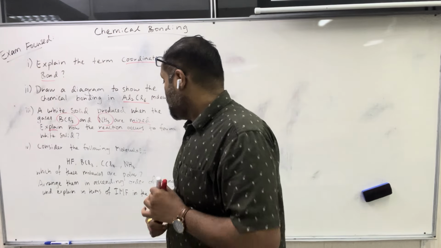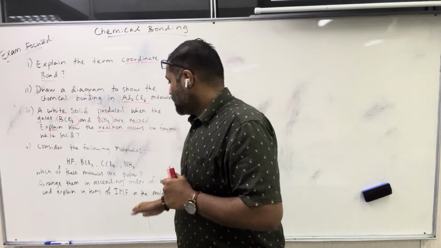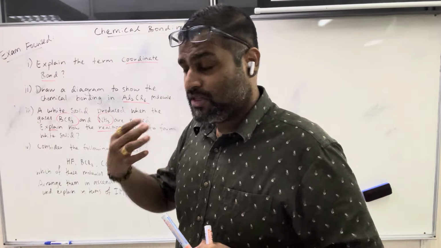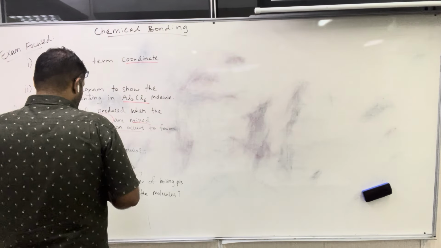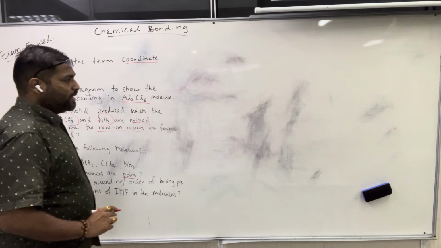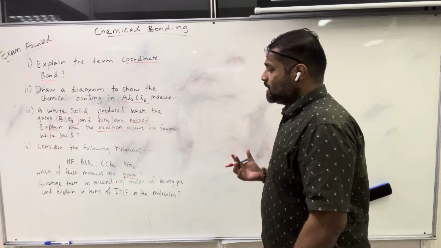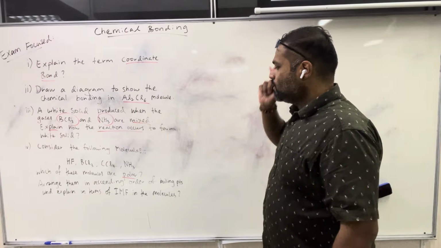Now we're going to see which of these molecules are polar. So we need to answer the first question: how to know which is polar and which is not. In order to identify the polar, we need to look into the orientation, how the atoms arrange to the central atom.